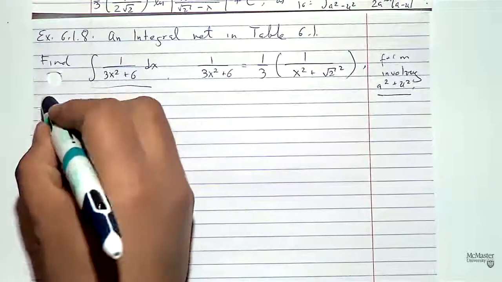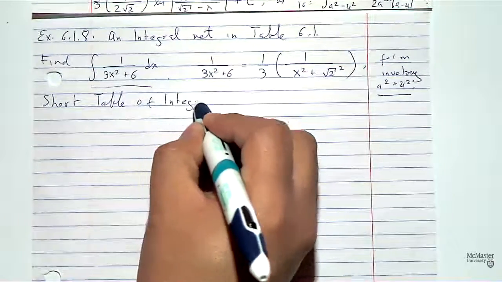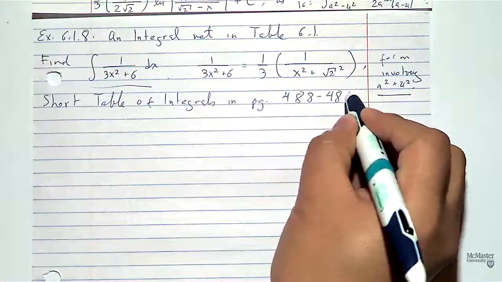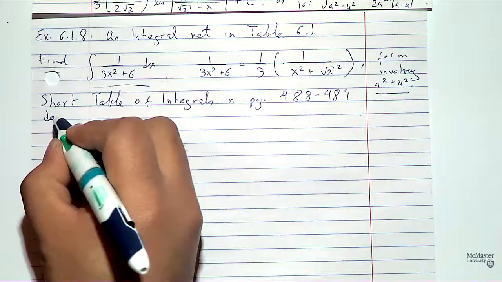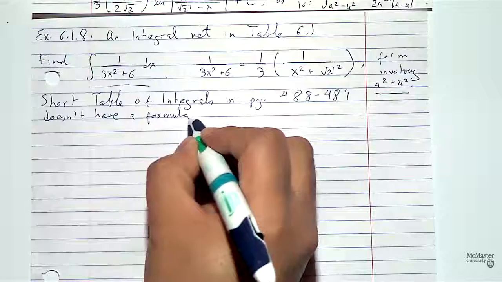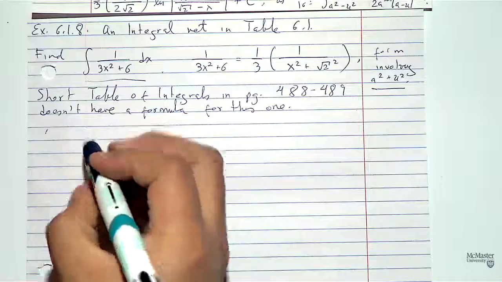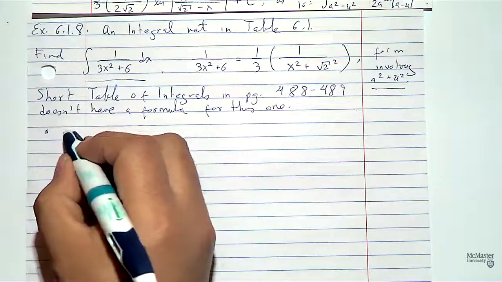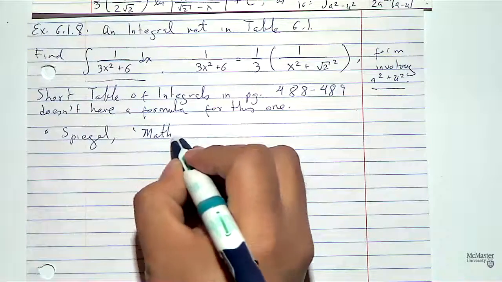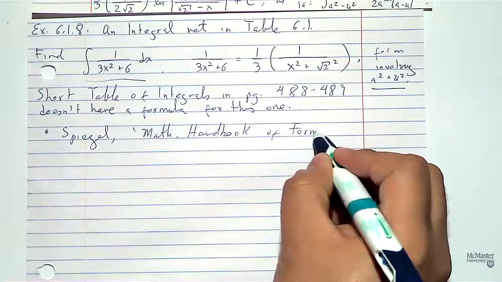So in any case, going back, it's basically the short table of integrals in the pages 488 and 489. It doesn't have a formula for this. So there are some references, of course, for longer tables of integrals, which are, well, if you look in the book of Spiegel, Mathematical Handbook for Formulas and Tables.